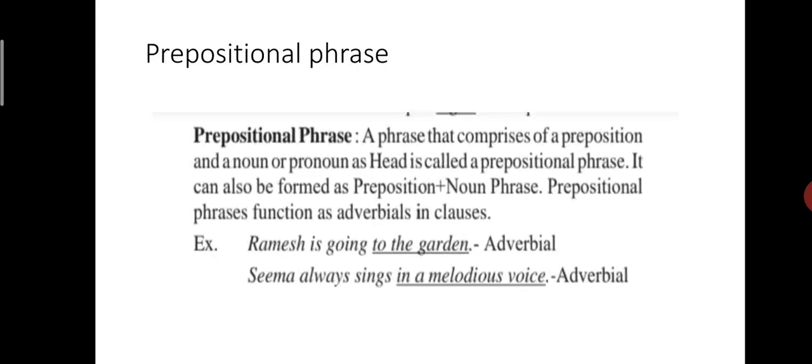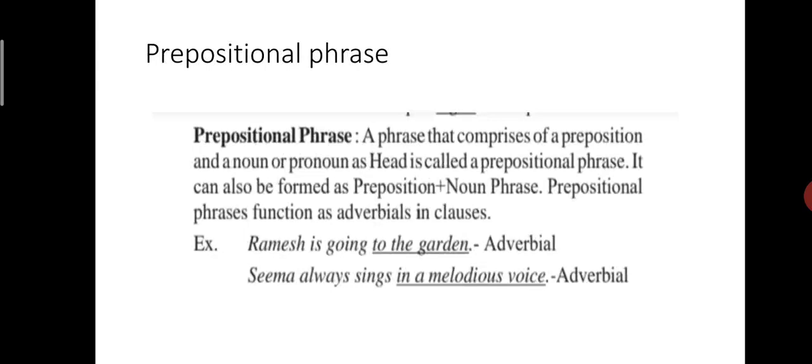Next, the prepositional phrase. A phrase that comprises a preposition and a noun or pronoun as head is called a prepositional phrase. It can also be formed as preposition plus noun phrase. Prepositional phrases function as adverbials in clauses.